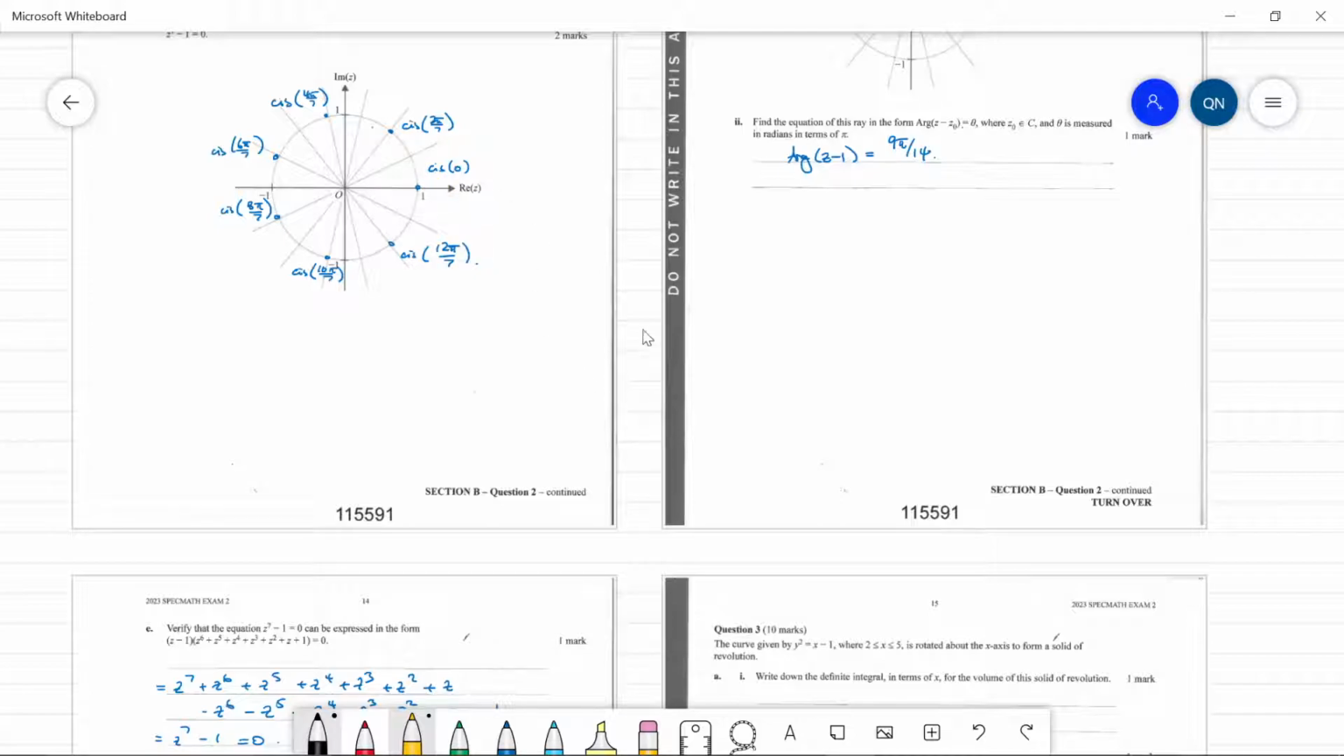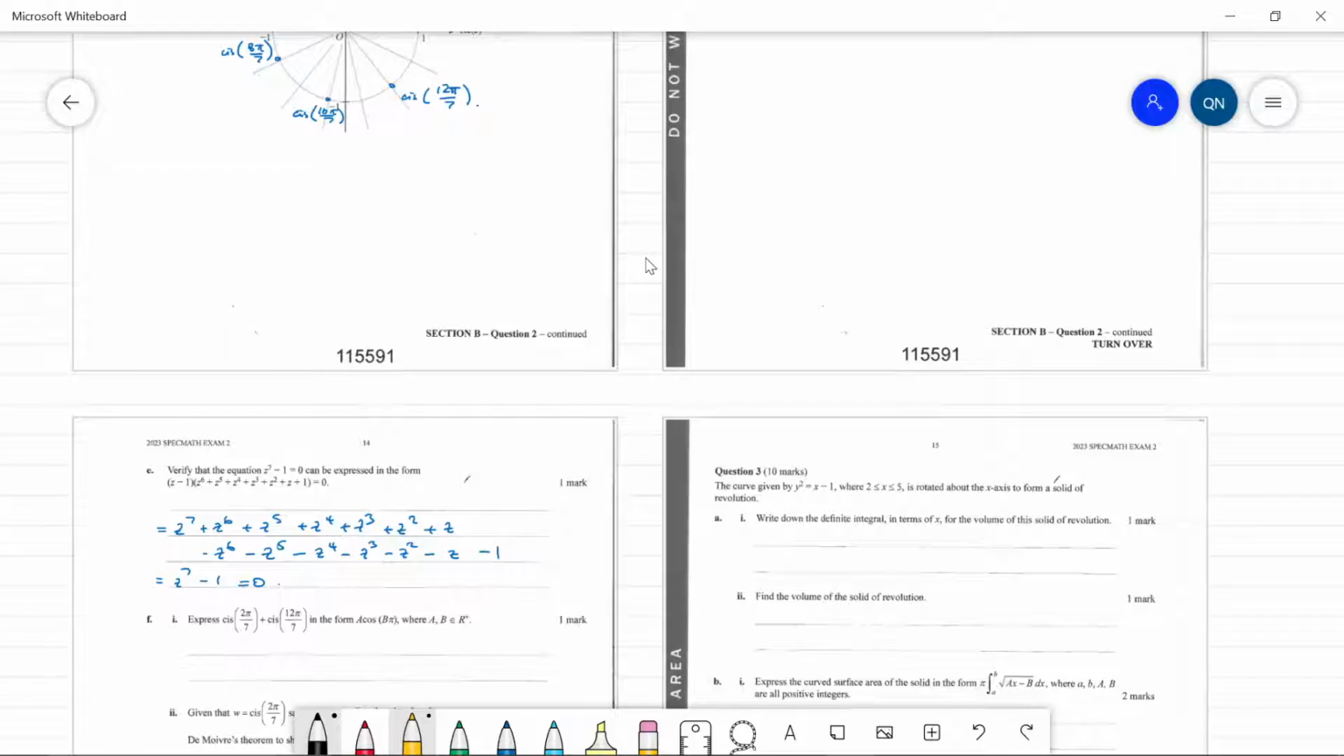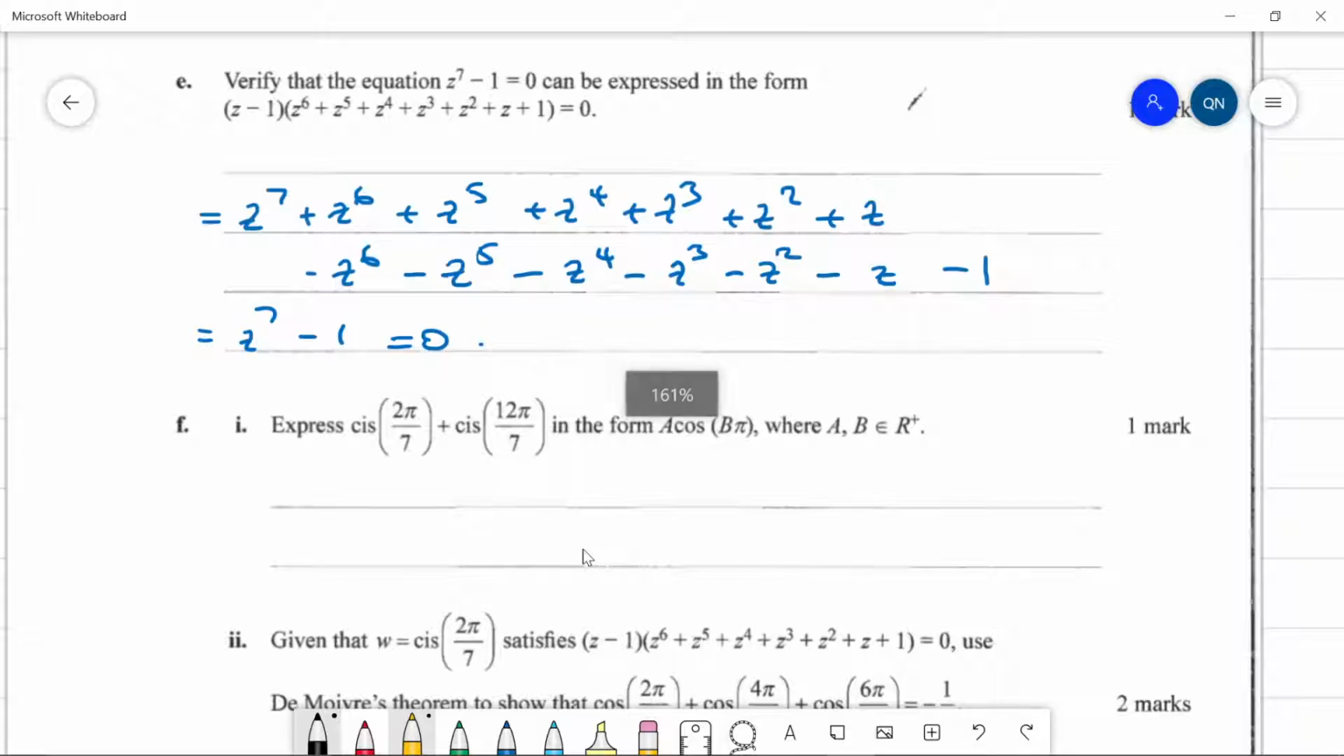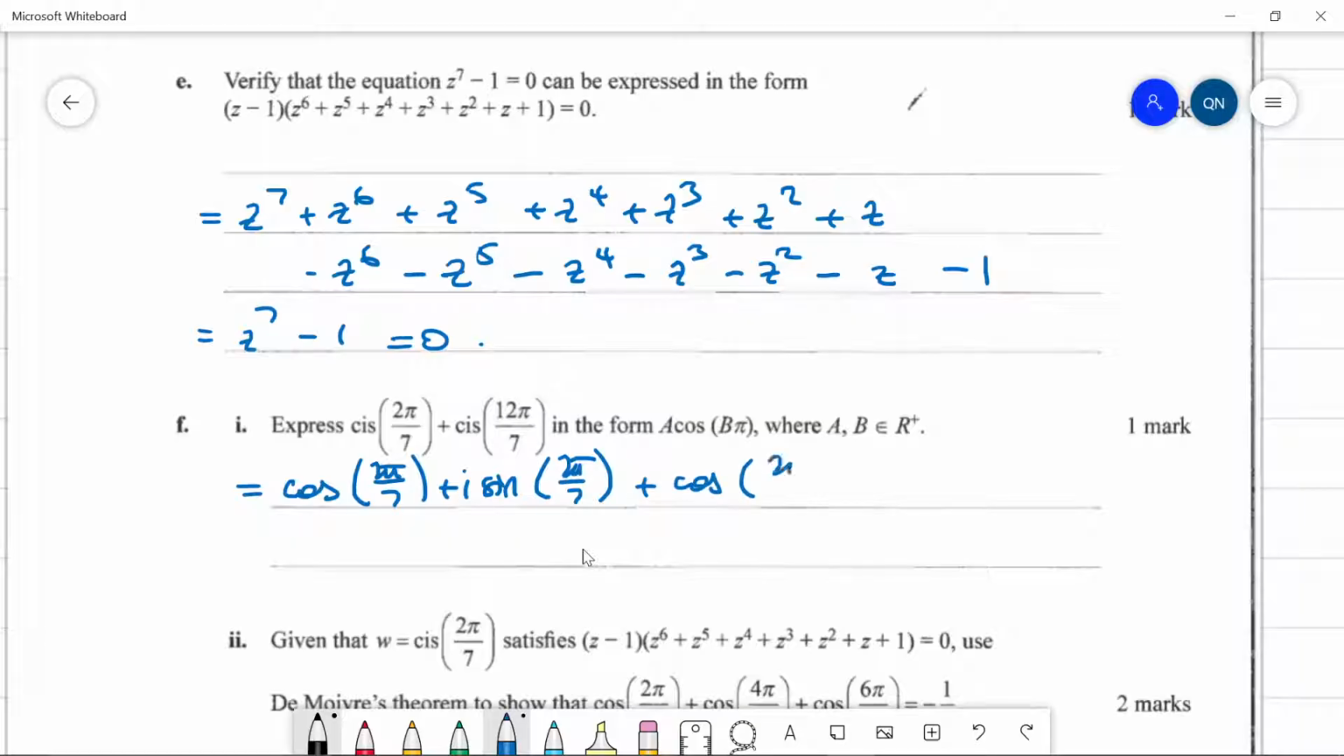So what's the question? It's express this in the form a cosine of b pi. So I can roughly see what you're supposed to do here. This whole thing is equal to cosine of 2 pi on 7 plus i times the sine of 2 pi on 7. And you just got to realize that cis of 12 pi on 7 is just the complex conjugate. So this is plus cosine of 2 pi on 7 minus i sine of 2 pi on 7.